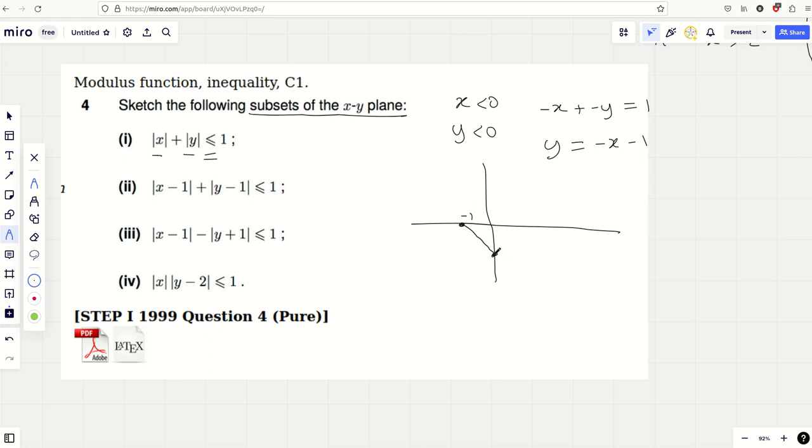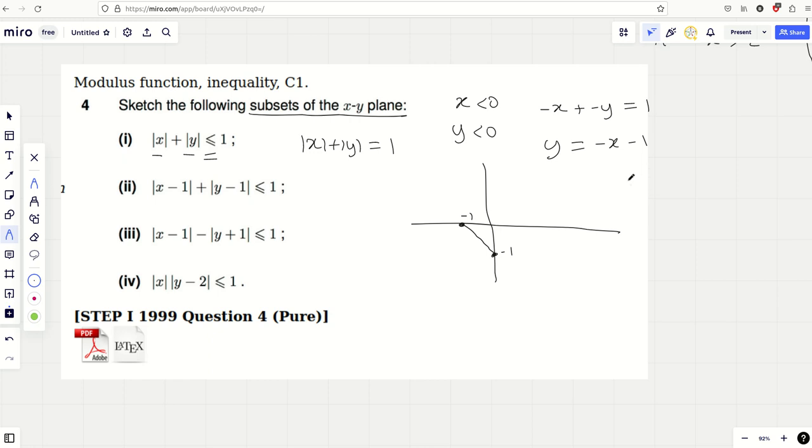Now you might think, why haven't I drawn it continuing on from there? Well, that's just because straight away I'm using my problem solving skills and I'm realizing this equation can't be true if x was bigger than 1 or less than minus 1, or if y was bigger than 1 or less than minus 1, because you're immediately taking a positive value, the magnitude of it, and there's no way that can be equal to 1 when you're adding another positive value. So I know it's only going to go from minus 1 to 1.